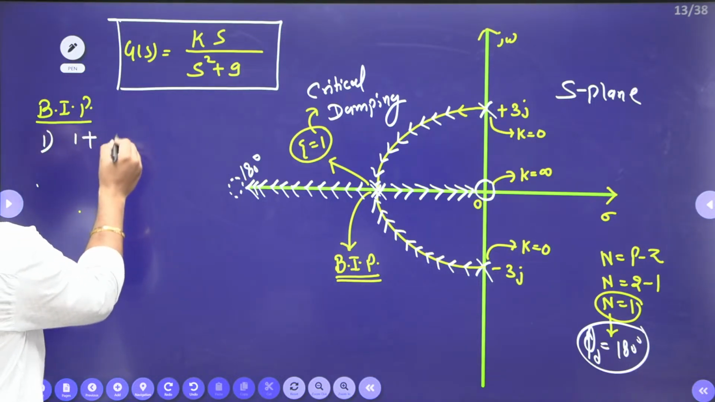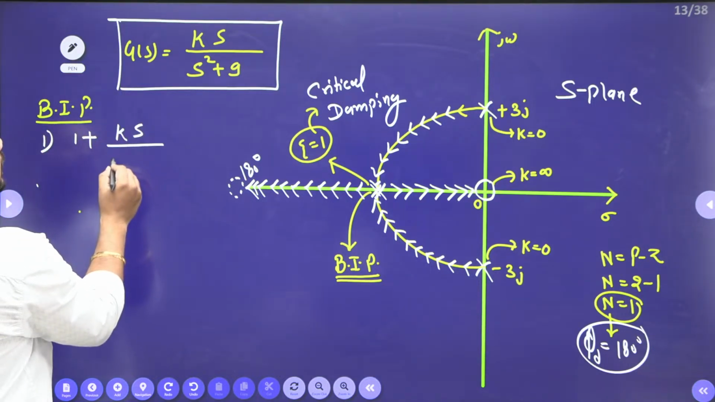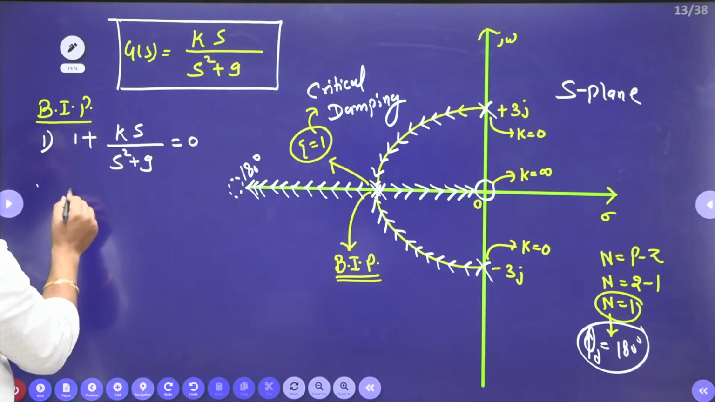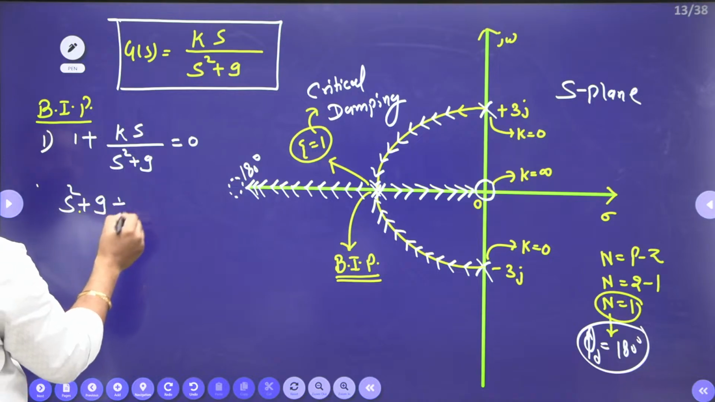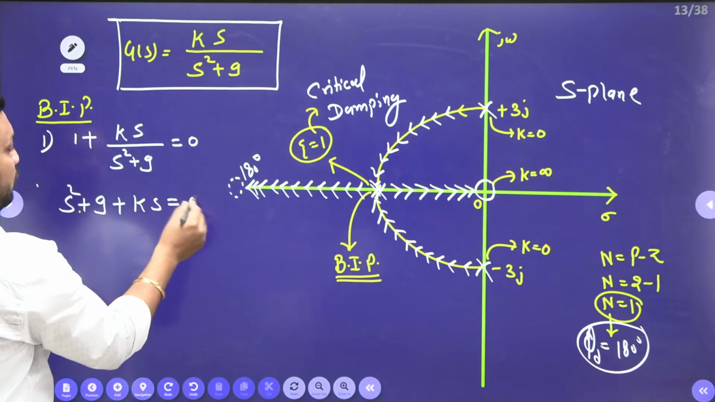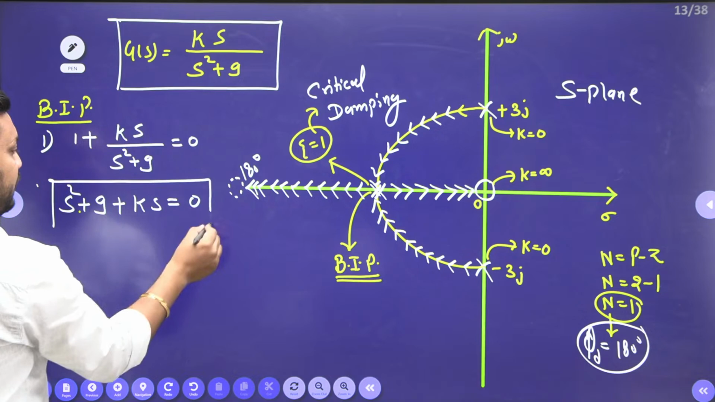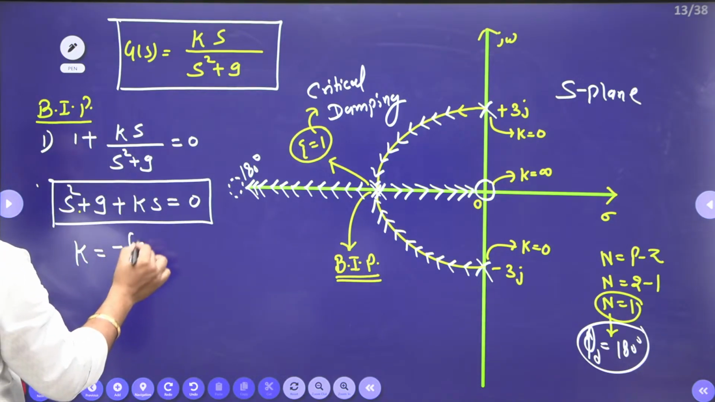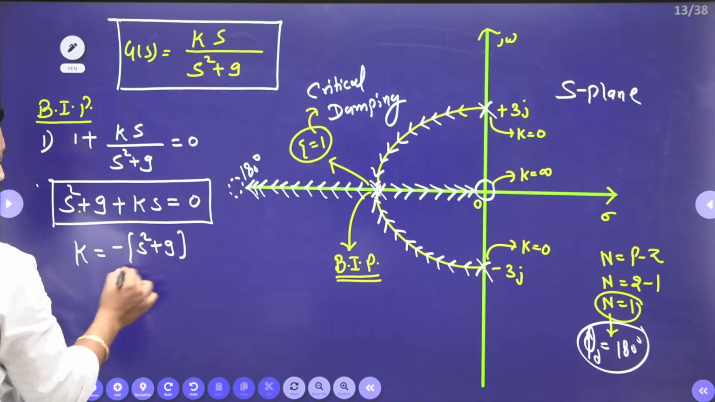When you write the characteristic equation, you get 1 plus ks upon s square plus 9 equal to 0. So you get s square plus 9 plus ks equal to 0. From here, you will get the k value. What is the k value from here? k is nothing but minus (s square plus 9) upon s.